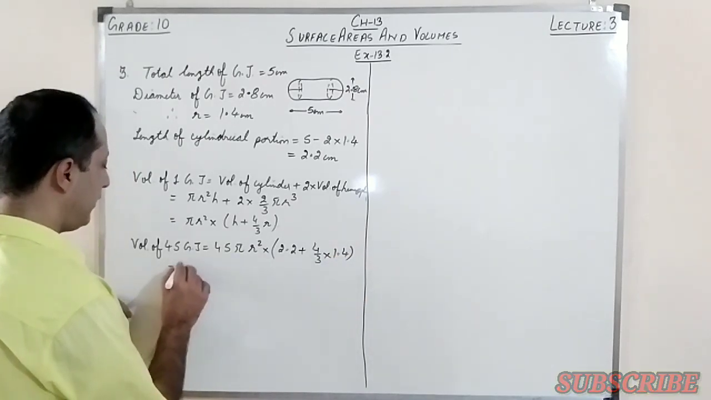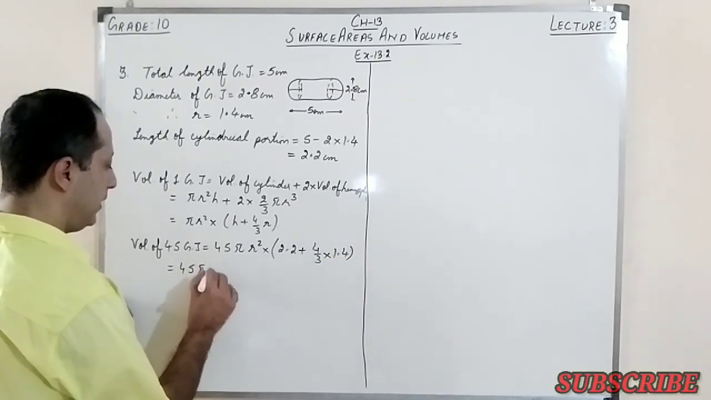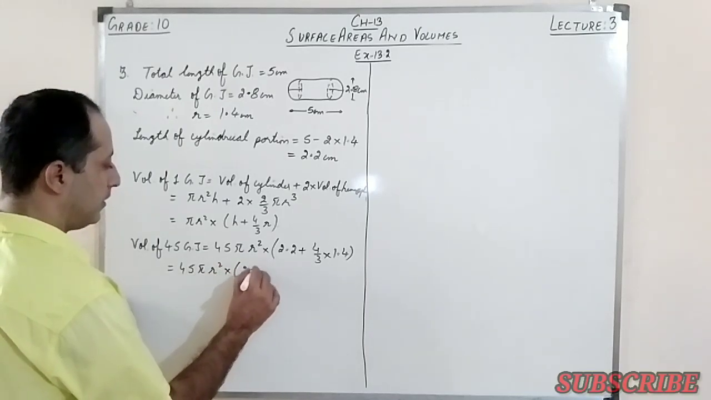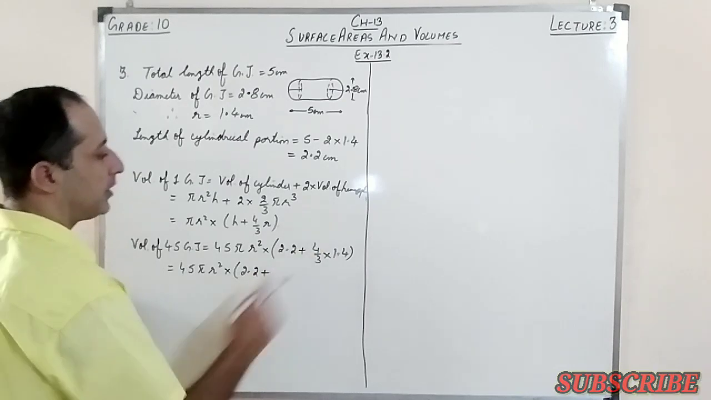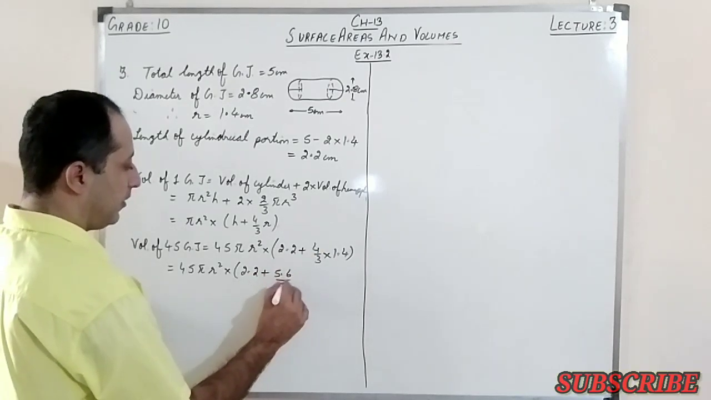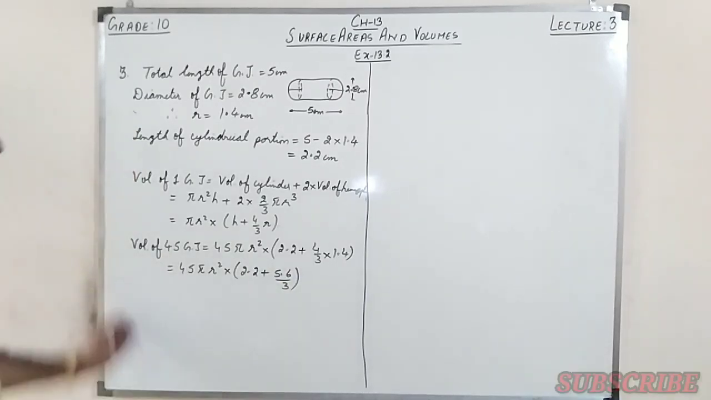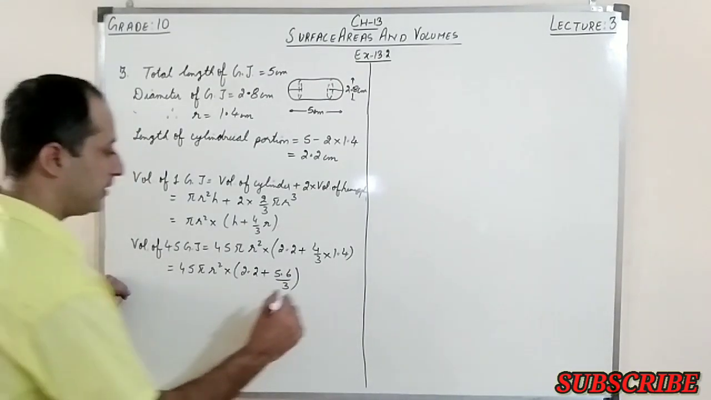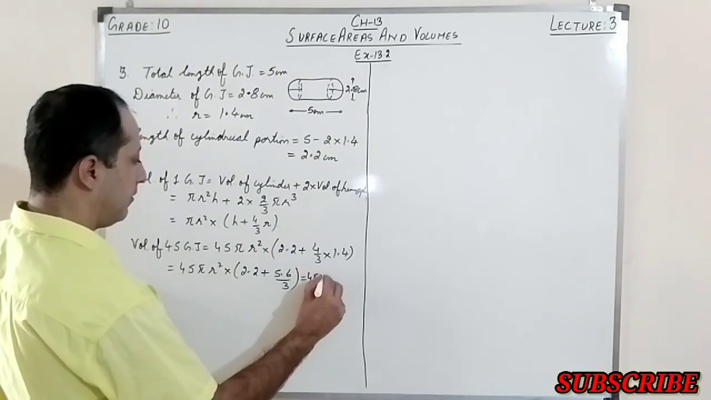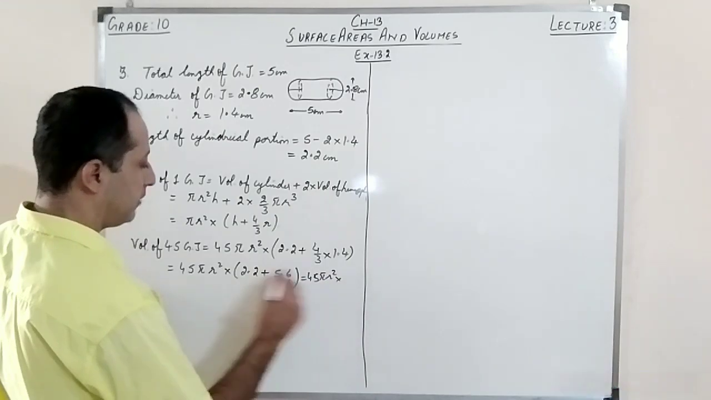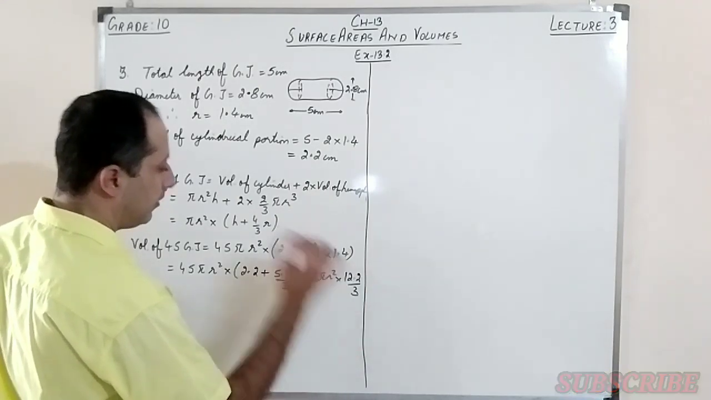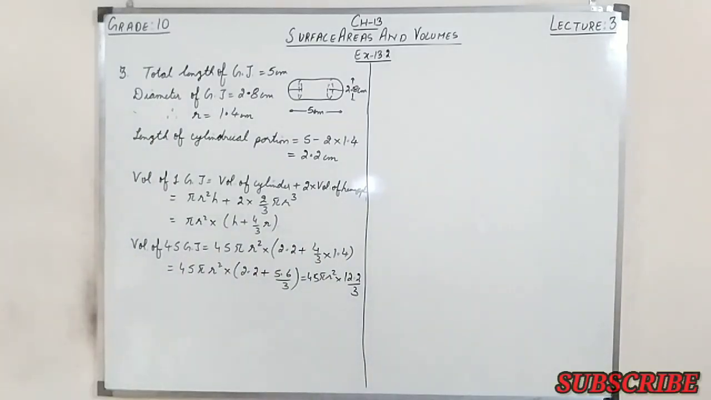So that is 45 pi r square. Inside the bracket this is 2.2 plus this becomes 5.6 upon 3. So after taking the LCM and simplifying, this becomes basically 45 pi r square into 12.2 upon 3. So this is the volume, but this is not the final answer.